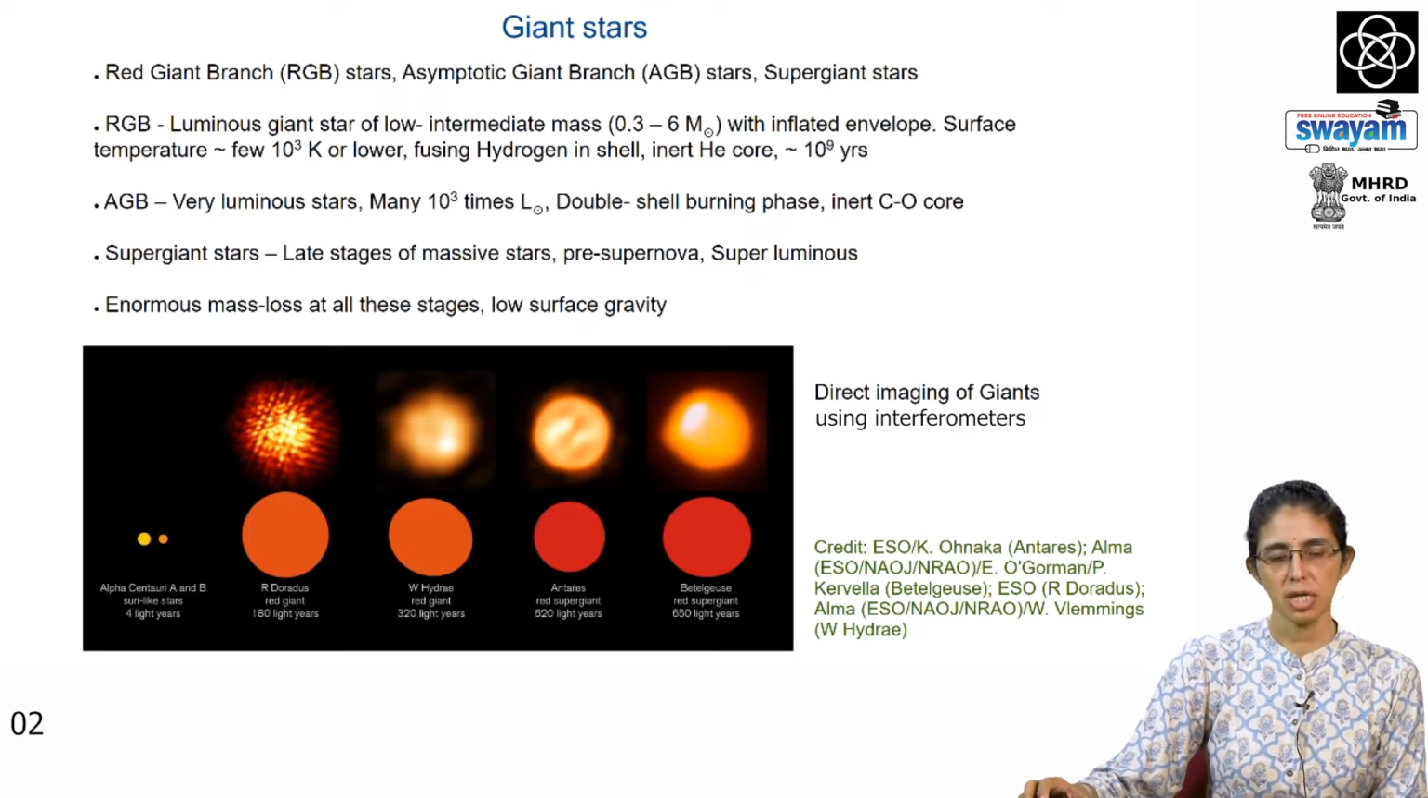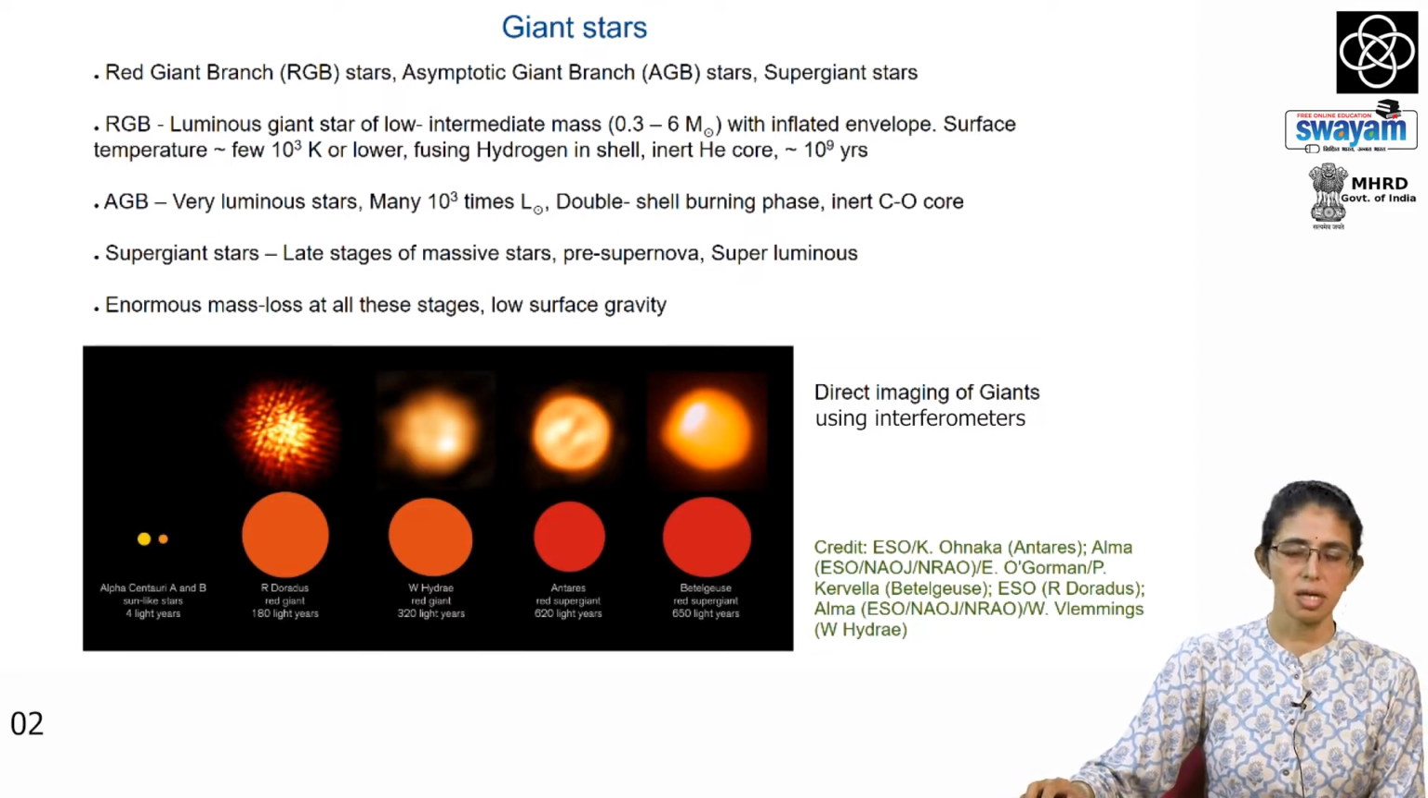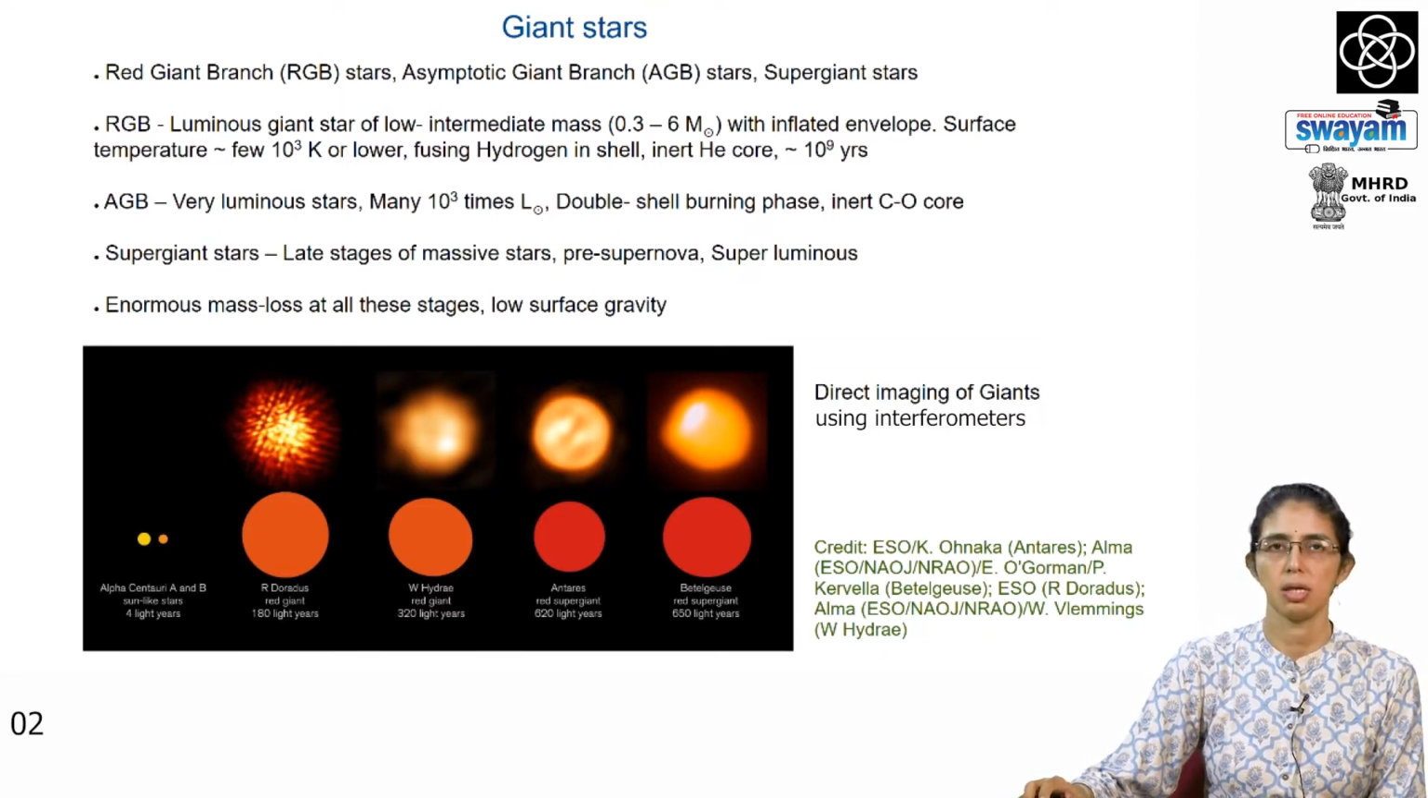The asymptotic giant branch stars are later evolutionary stages than red giant branch stars. They are very luminous and have thousands of times the luminosity of the sun. In the interior, they have a double shell burning phase where one shell is fusing helium to carbon, and another shell is fusing hydrogen to helium. And these have inert carbon-oxygen cores.